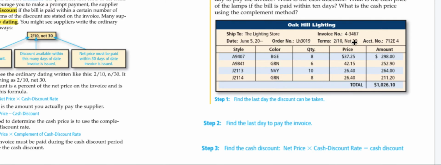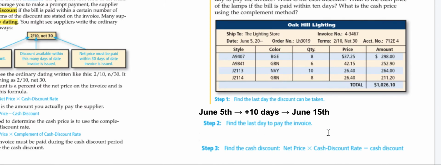Okay, the first thing, we want to find the last day the discount can be taken. When you look right here at the terms, you'll see 2/10. The 10 stands for the discount. It can be taken up to 10 days after that initial order, or in our case, the date in which you ordered your items or received your items. So June 5th was the day the invoice was written, and then we get 10 days additional, which brings us to June 15th. So that is the last day that you can receive that discount.